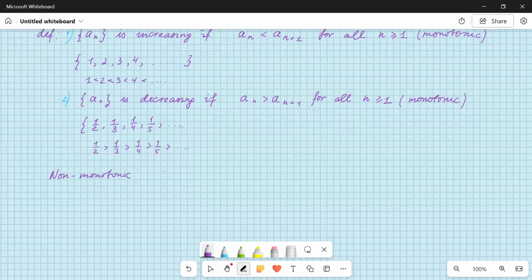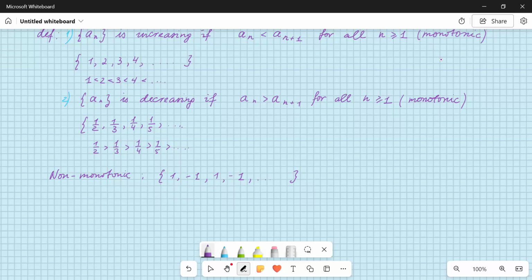An example of a non-monotonic sequence is going to look like this: 1, minus 1, 1, minus 1, and so on. So this sequence decreases and then increases, decreases, increases, decreases, increases. It's non-monotonic. It's not doing one thing like increasing or decreasing. Non-monotonic sequences exist in nature and there are lots of them, so don't worry that all sequences are monotonic.